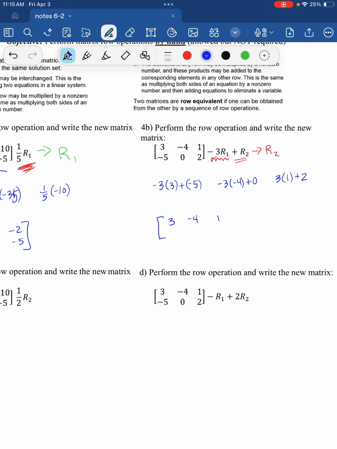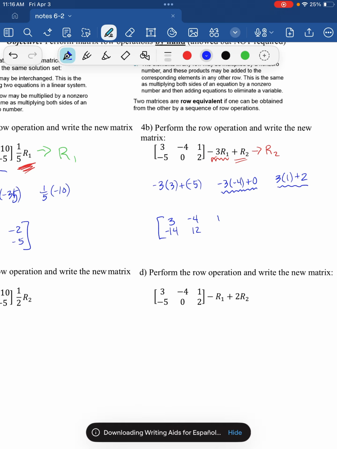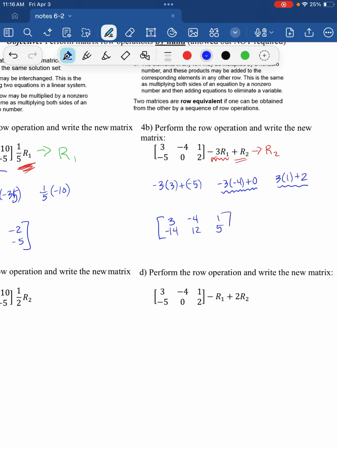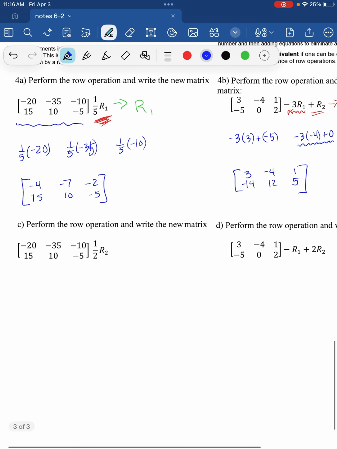Row 2 is becoming -3 times 3, which is -9, plus -5 is -14. And then -3 times -4 is +12, plus 0 will be 12, and -3 plus 3 will be 0. So that will be the result for 4B.